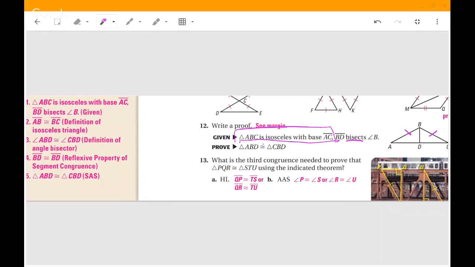Okay, so it separates them into two equal angles? Yes? Okay. So then we can say that angle ABD is congruent to angle CBD because of the definition of an angle bisector, right?